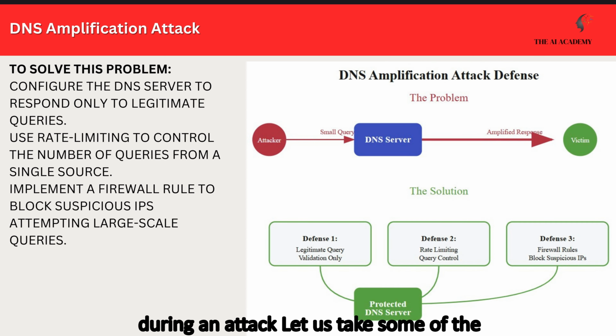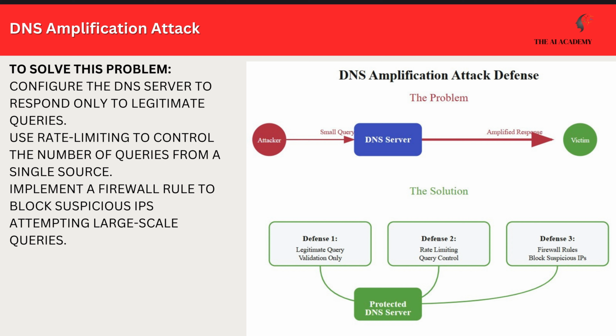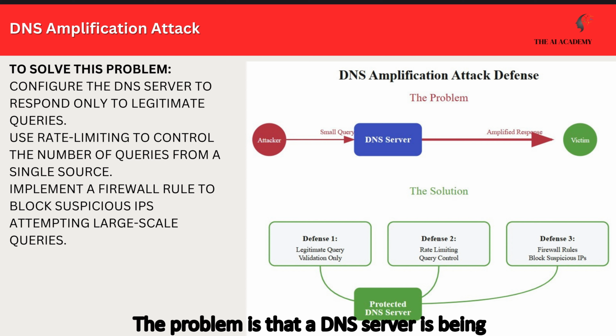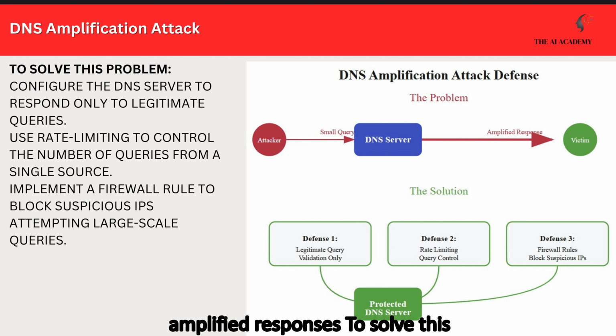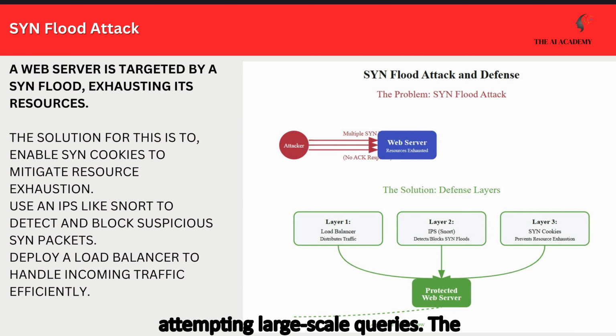Let us take some practical examples of security defense, for example the DNS amplification attack. The problem is that a DNS server is being exploited to flood a victim with amplified responses. To solve this problem, configure the DNS server to respond only to legitimate queries. Use rate limiting to control the number of queries from a single source. Implement a firewall rule to block suspicious IPs attempting large-scale queries.